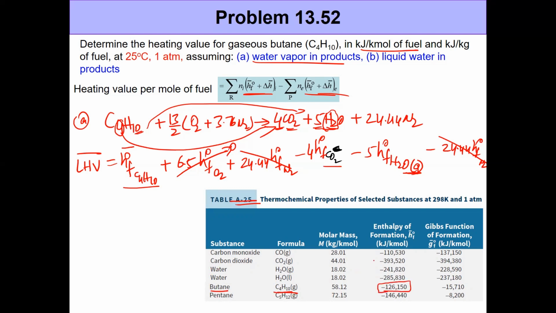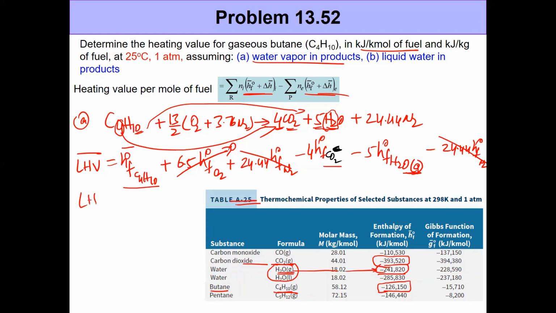Now about CO2, well, this is CO2 right here. This is the enthalpy of formation that we're looking for CO2. And for water, this is again where you got to be careful. We need to look at H2O(g), the water vapor form. Okay, so that's minus 241,820. This is the value that we need to take.